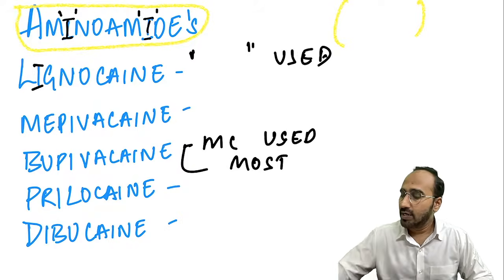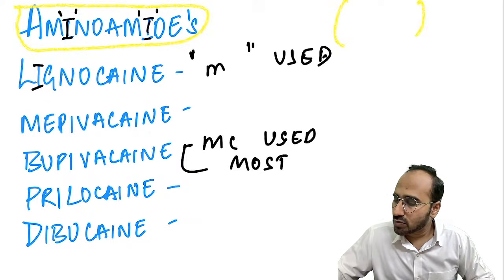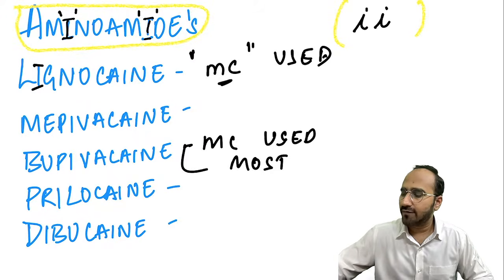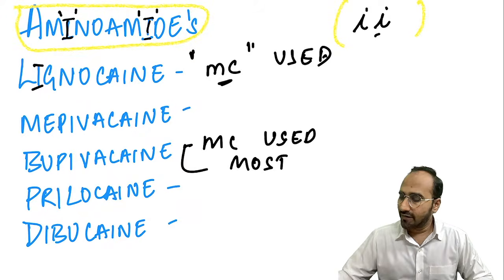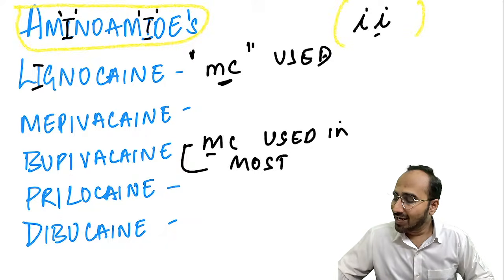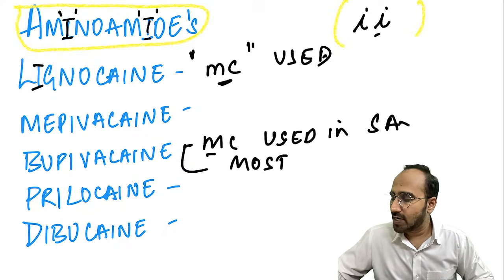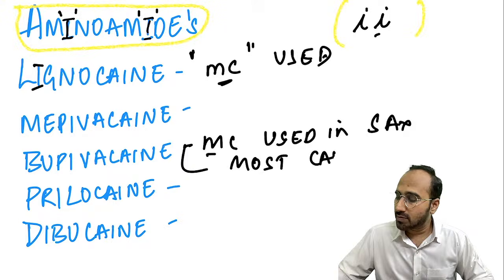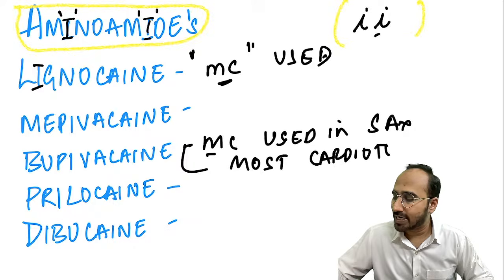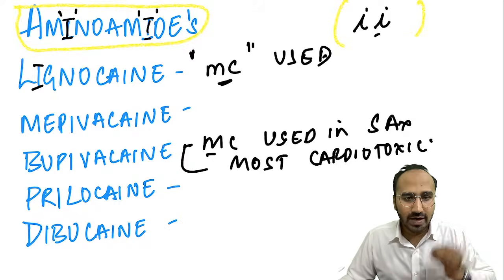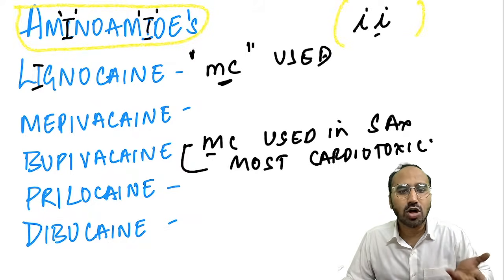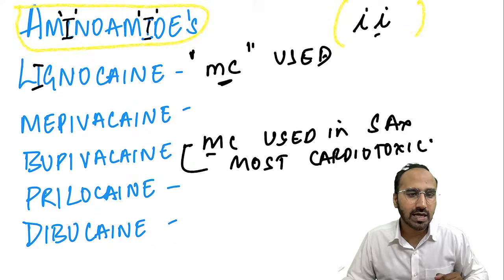Guys, look over here. Under the amino amide, the most commonly used local anesthetic worldwide, you always have to remember, is lignocaine. Okay, which is most commonly used in spinal anesthesia? Very, very important: bupivacaine. But remember, bupivacaine is also the most cardiotoxic local anesthetic. When bupivacaine is the most cardiotoxic local anesthetic, then why are we commonly using it in spinal anesthesia?